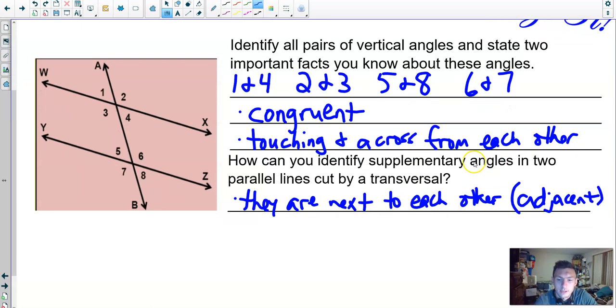Adjacent angles are next to each other. For example, angle 1 and angle 2 are next to each other. And look, they make a semicircle and a straight line. Angle 1 and angle 3 are next to each other. Semicircle, straight line. So any 2 angles in this diagram that are next to each other are supplementary. So we just talked about they make that semicircle or straight line.